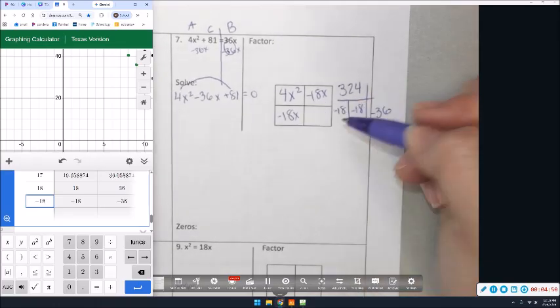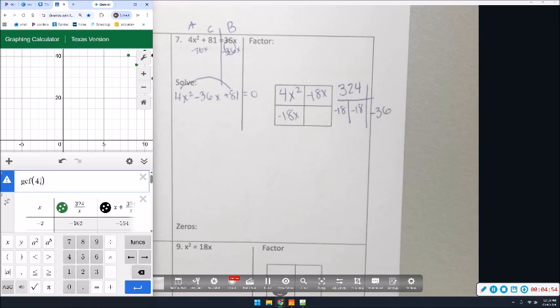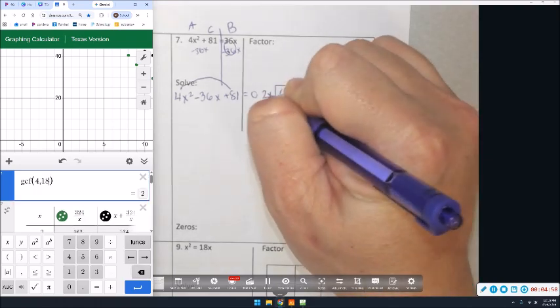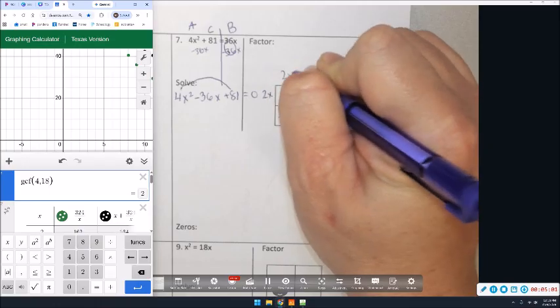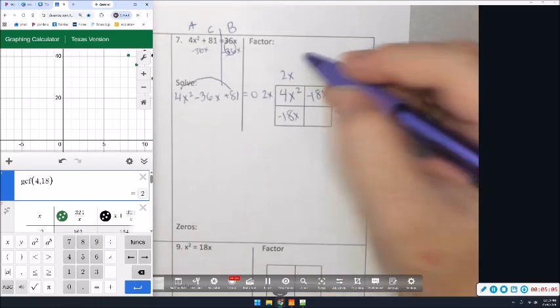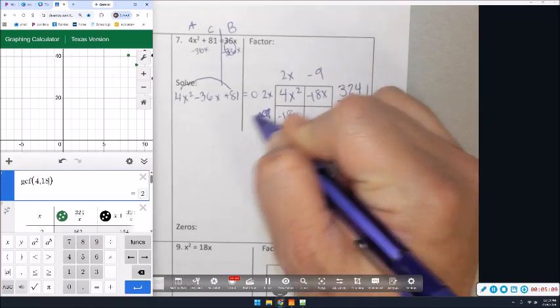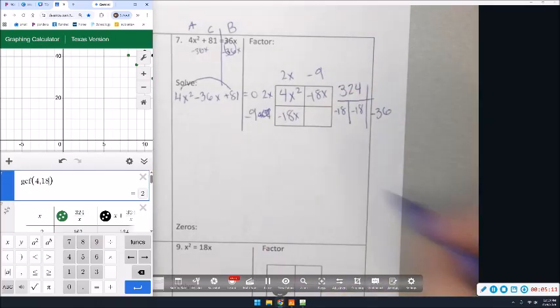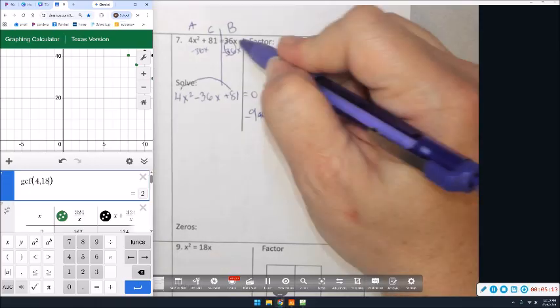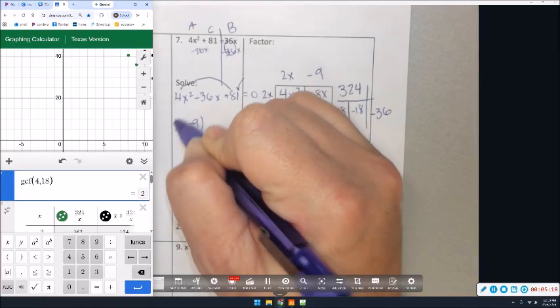And then we GCF it. So if we're not sure what we're pulling out, we could do 4, comma 18. So my GCF is going to be 2. So we have 2x here. This is also 4 and 18, so this is going to be 2x. 2 times what gives you negative 18? Negative 9. Oh, they're both negative, sorry. Negative 9. And then we get positive 81, which is what we wanted. So my factors are 2x minus 9, 2x minus 9.